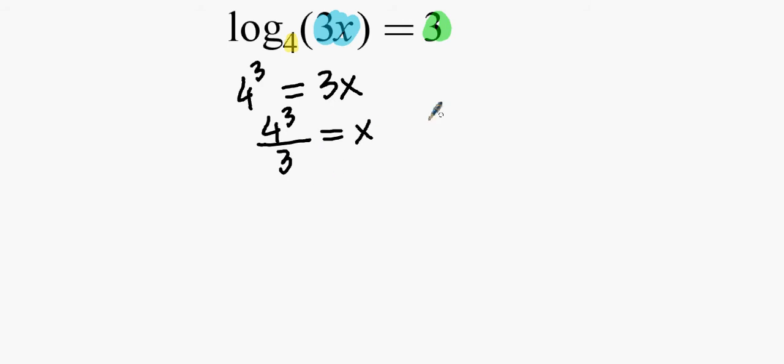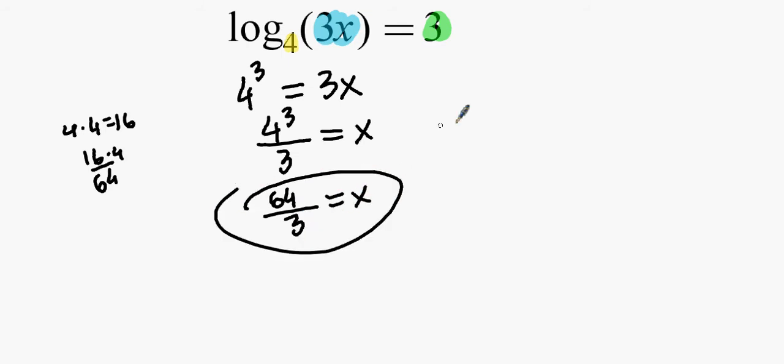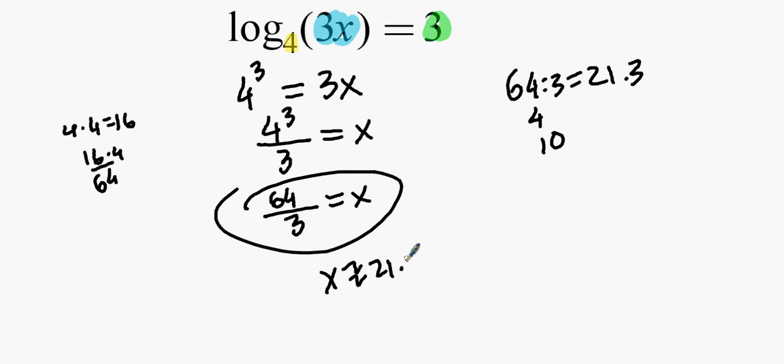So x equals 4 to the third power divided by 3. 4 to the third is 4 times 4 is 16. 16 times 4 is 64. So we have 64 divided by 3 equals x. And if you want to do the decimal, that's fine. 64 divided by 3, that's 21.3 or so, approximately.